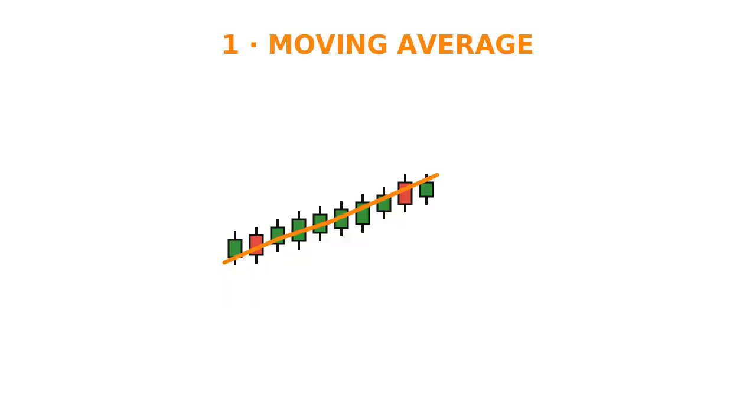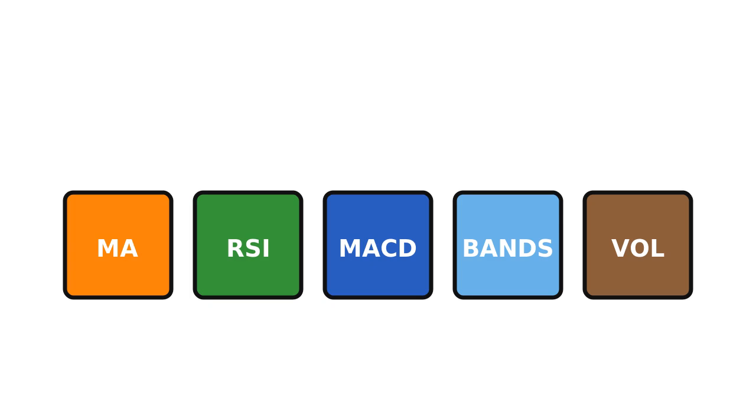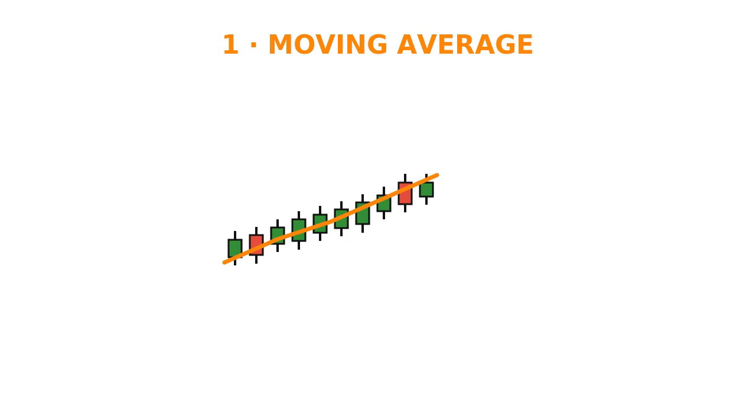Indicator 1, the foundation, the moving average. The price jumps around so wildly that the real trend can be hard to see. A moving average fixes that by averaging the price over a stretch of time and drawing it as one smooth, flowing line. The 2 most watched are the 50-day and the 200-day moving averages.